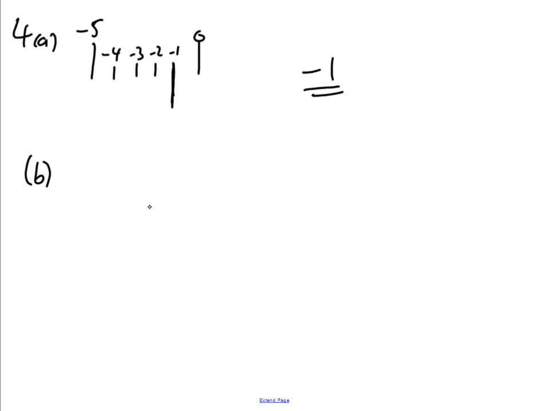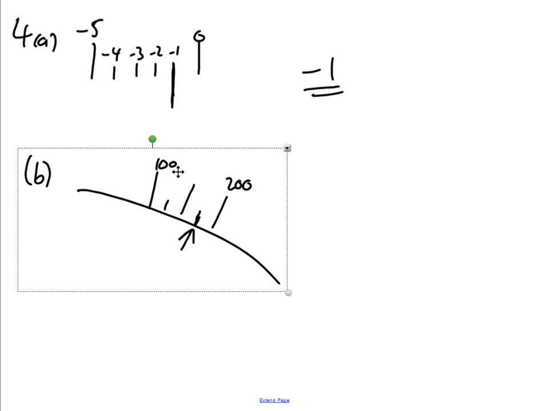Part B, we've got a scale here. I'll just draw the 100 part. And we've got a sort of shorter line and a larger line, and then a shorter line and a larger line at 200. The arrow's pointing here. Well, the halfway point is then 150. And then we're looking at the halfway between that, which is then 175. So 175 is our answer there.